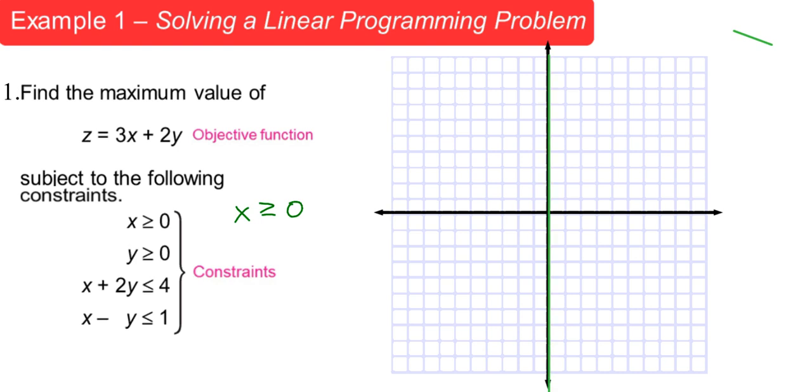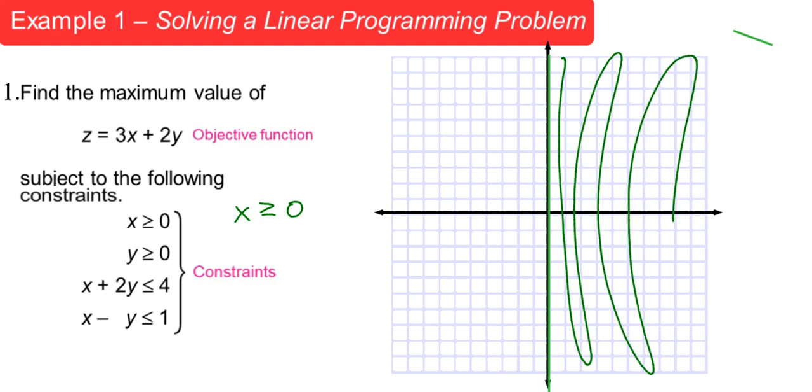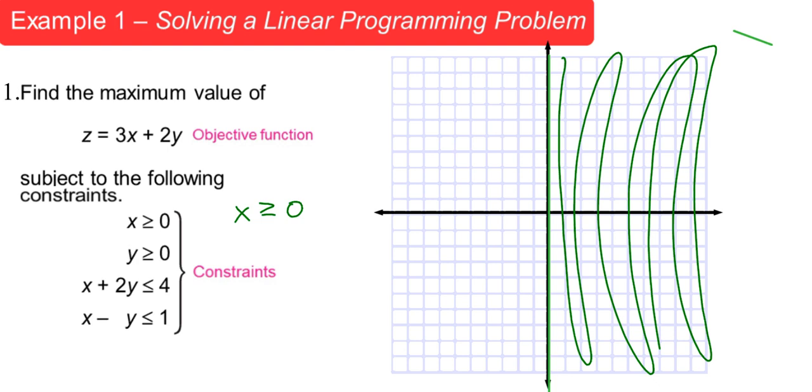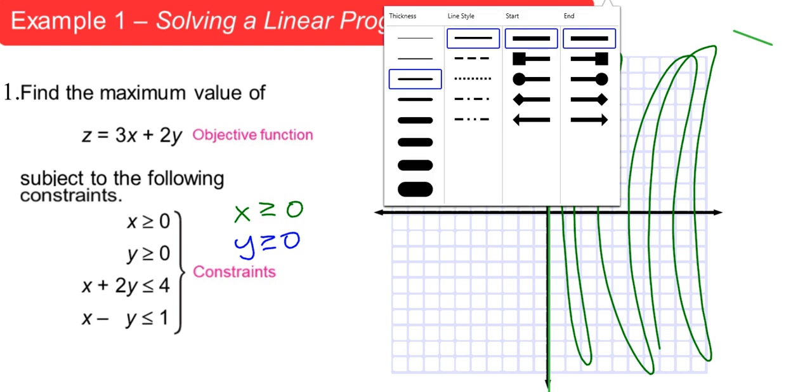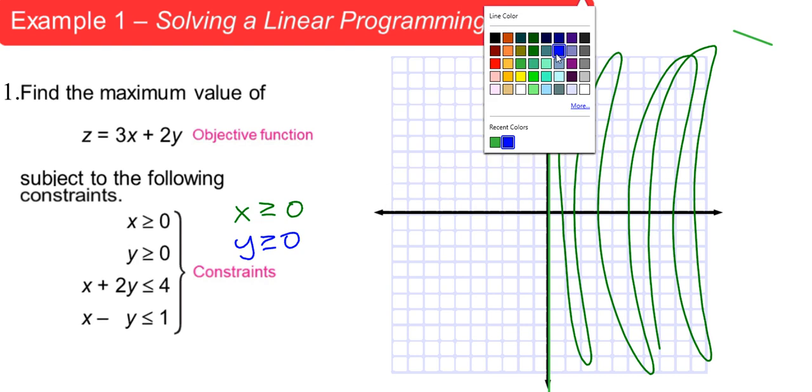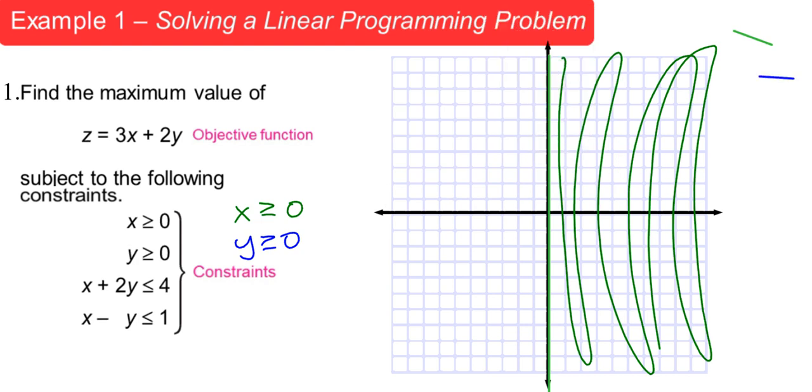And so x is greater than 0 would just be everything over this way. And then for the next one, y is greater than or equal to 0. Again, y is greater than or equal to 0. Please use a straight edge when you're doing this so that things are easy for you to see.